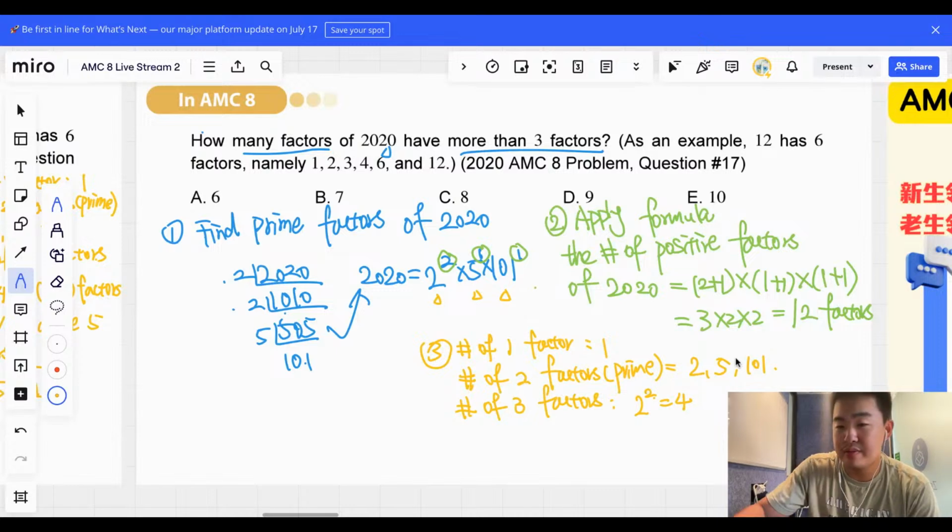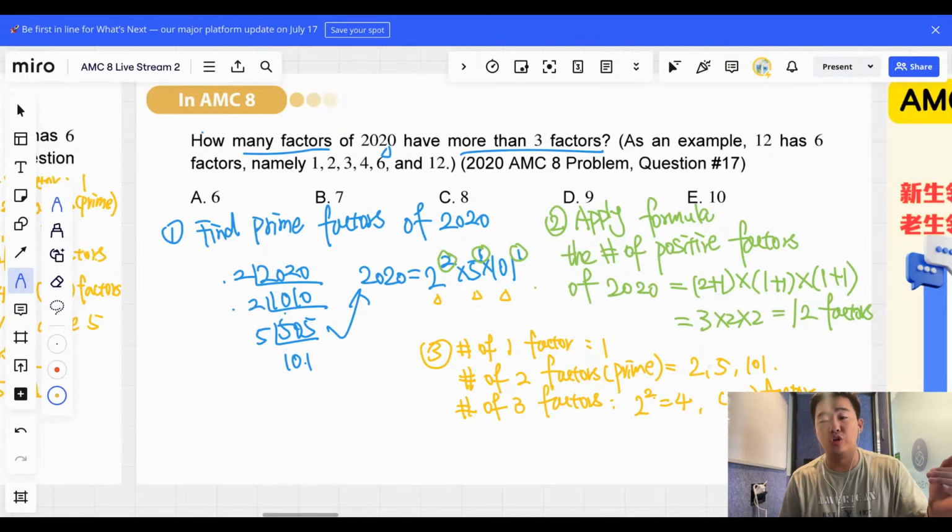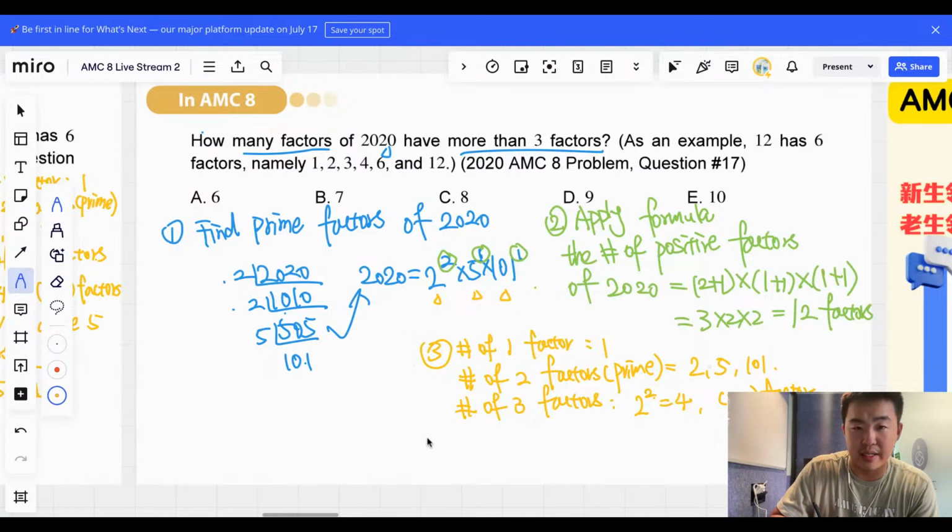And we know that this will have 3 factors, right? Because the exponent is 2, so plus 1 gives you, in total, 3 factors. Okay, so same idea, since we're asking for more than 3, we're going to subtract those 5 cases, which are 1, 2, 5, 101, and 4, from our total 12 cases. So I will just write more than 3 factors.